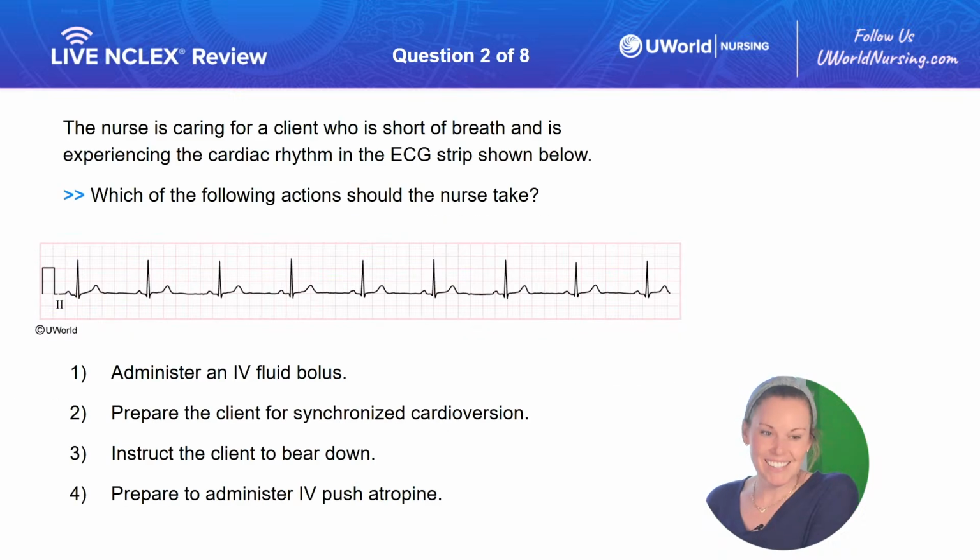All right, question 2, moving right along. The nurse is caring for a client who is short of breath and is experiencing the cardiac rhythm in the ECG strip shown below. Which of the following actions should the nurse take? Option 1, administer an IV fluid bolus. Option 2, prepare the client for synchronized cardioversion. Option 3, instruct the client to bear down. Option 4, prepare to administer IV push atropine.